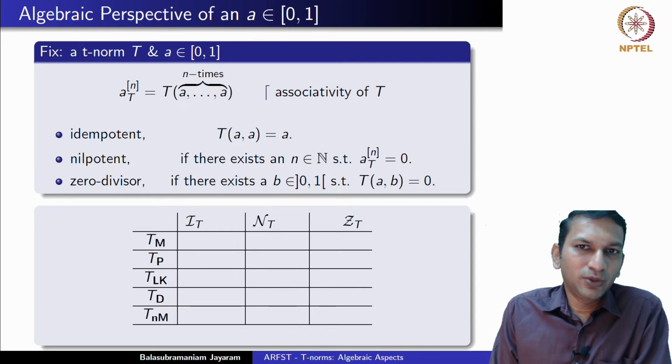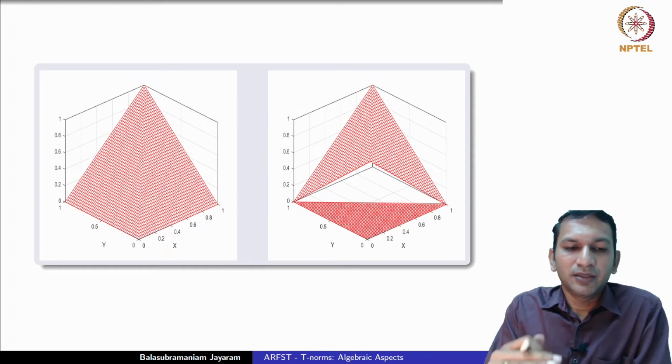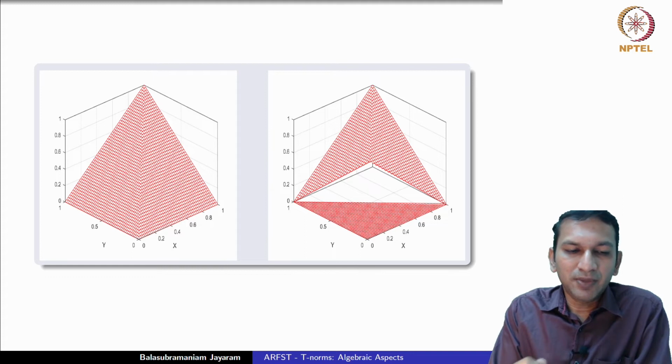Let's look at their graphs. So on the left you have the minimum t-norm, on the right you have the nilpotent minimum t-norm. And it is easy to see immediately that we have obtained this nilpotent minimum from the minimum by reducing some part of the graph to the 0 region. Right.